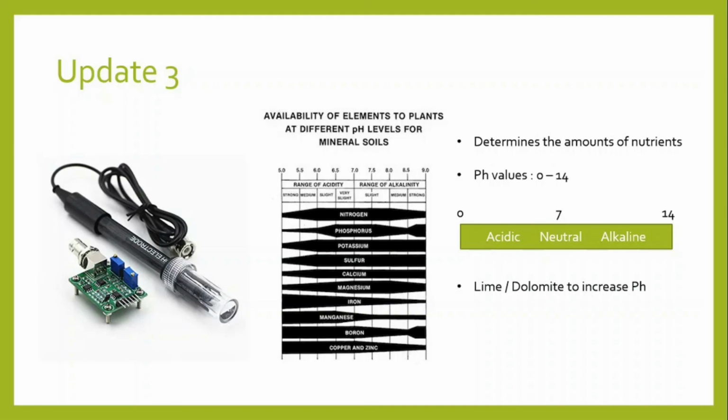The second image shows a diagram that describes the amounts of nutrients contained in each of the pH values. The recommended pH value for vegetable plants is 6.5. So in a case where the pH value is low, lime or dolomite can be used to increase the pH value. Therefore, determining pH value is very useful.